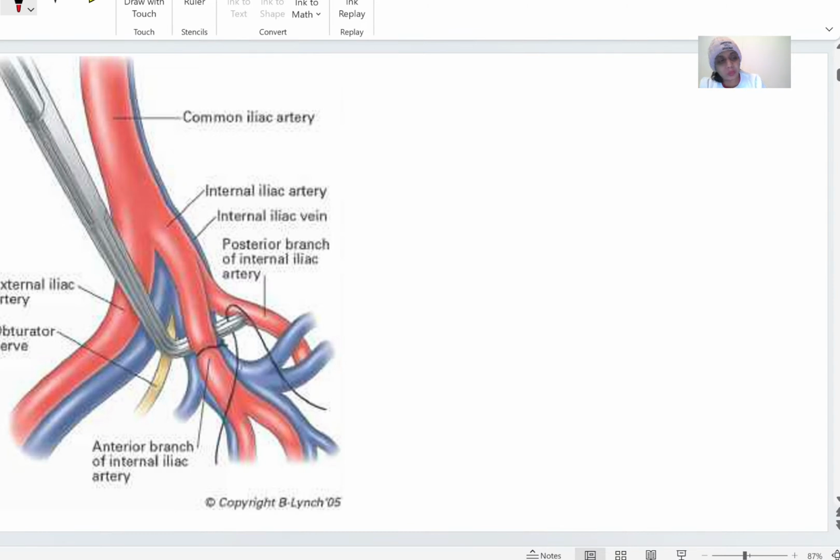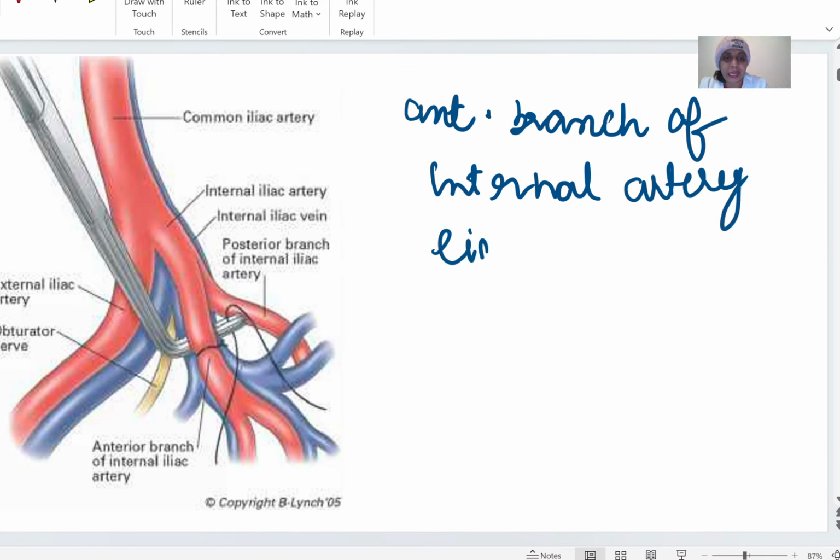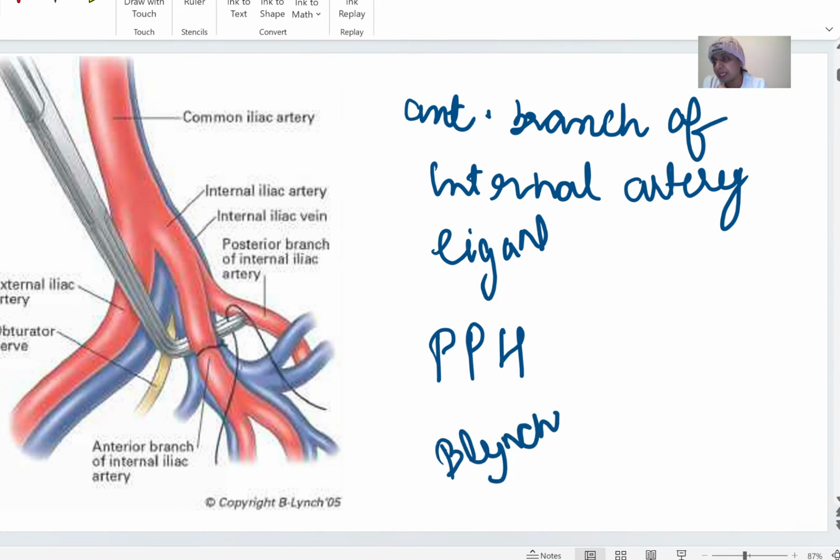What is this procedure done? This is the internal iliac artery, anterior branch. It can be asked: anterior branch of internal iliac artery. When do we do this procedure? Internal artery ligation. We do this in PPH, if the PPH is not controlled by which procedure? If the PPH is not controlled by B-Lynch, then we do the artery ligation.